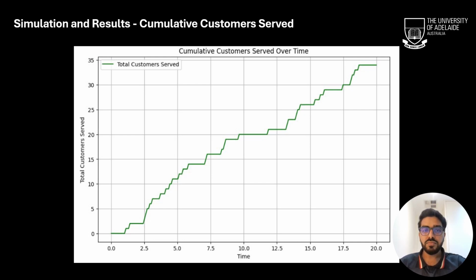calls efficiently. This metric is crucial for understanding how well the system handles customer demand and how quickly it resolves customer issues. It shows us not only the throughput of the call center but also how our model performs in ensuring timely service and customer satisfaction.